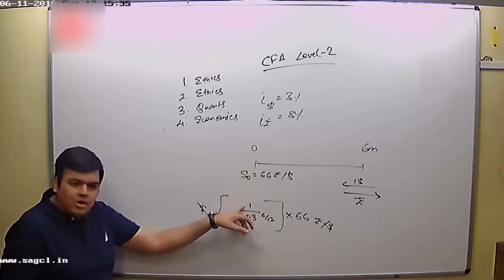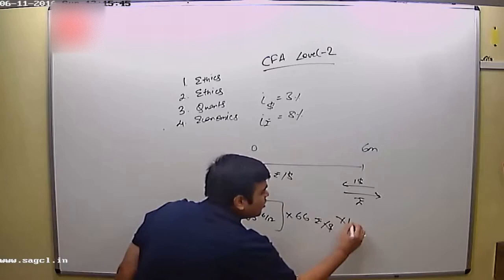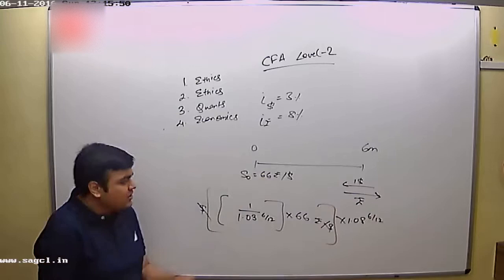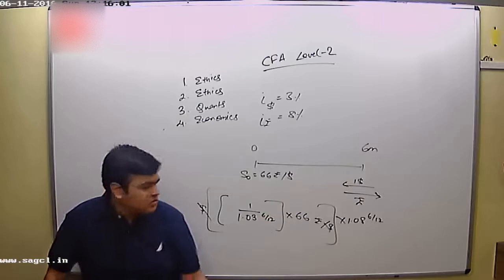I need $1 after 6 months. I need to deposit this much dollar today. To deposit this much dollar today, I need this much rupees today. If I take a loan of this much rupees from the bank today, how much do I need to give the bank later? Into 1.08 to the power 6 by 12. If I take this much rupees as loan today, I need to give this much to the bank. Spot into (1 plus IA) by (1 plus IB) whole to the power t. The formula has come. Look, spot rate into (1 plus IA) by (1 plus IB) whole to the power t.